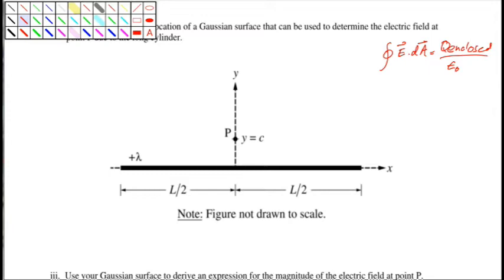So for a cylindrical object with a uniform charge density, selecting a cylindrical Gaussian surface achieves that purpose. Note that the length of the charged object is finite, right? We've got this thing here, it ends here. Now we take advantage of the fact that L is much greater than C here to make some approximations.